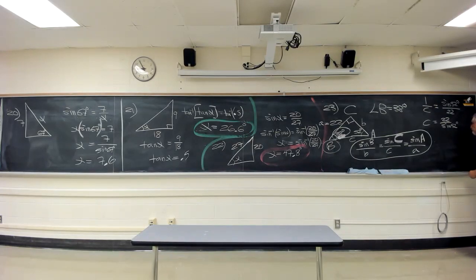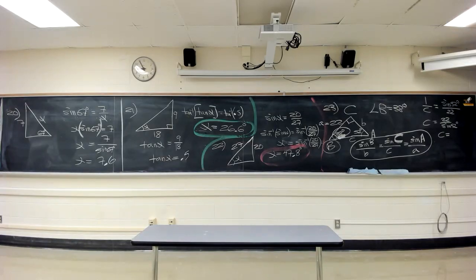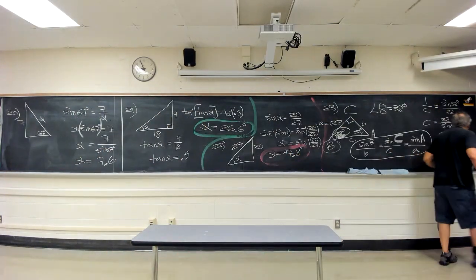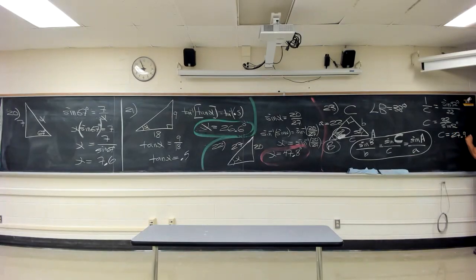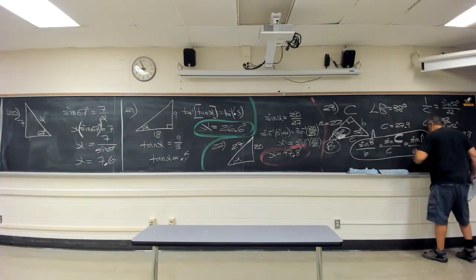22 divided by the sine of 52 degrees. I got 27.918, so 27.9. Rounded, 27.9. So that's that.